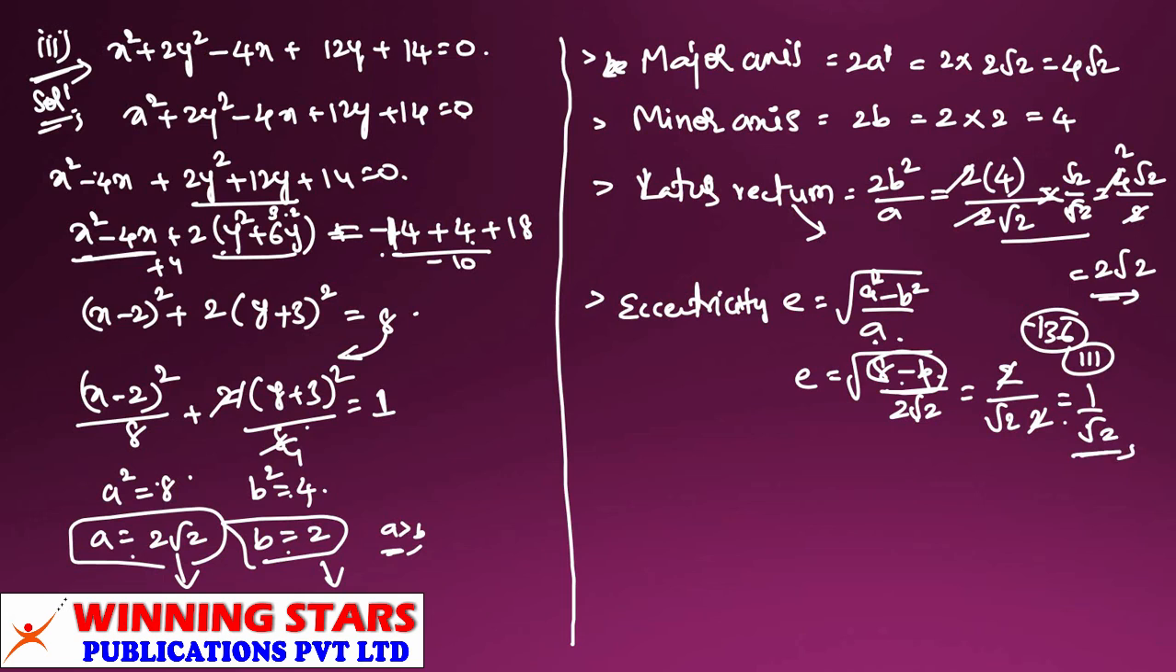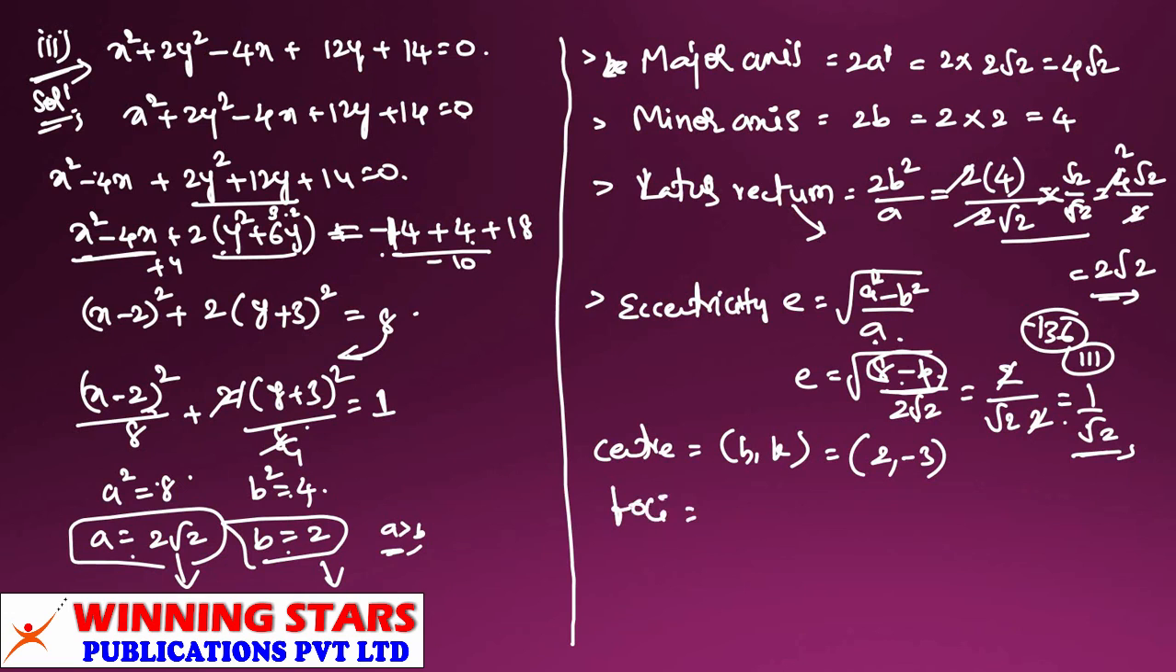So e is equal to 1 by root 2, and the center is h comma k, no? So from this, what is h here? h is equal to 2, and k is equal to minus 3 will come here. And again, what we have to find? Foci also we have to find.